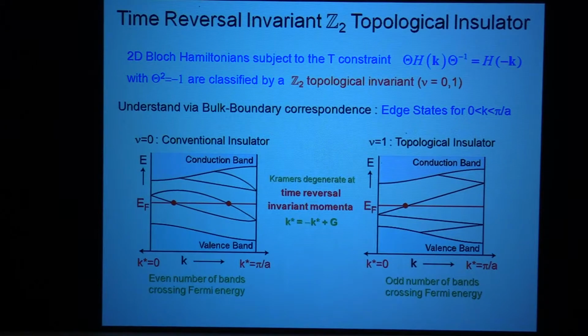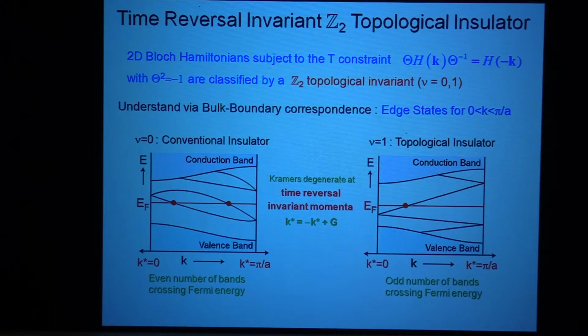Now, if I move away from k equals 0 and I have a spin-orbit interaction, then in general this Kramers degeneracy will be split because, again, this guy's partner is at minus k. Okay, so these states have to be Kramers degenerate. Now, at k equals pi, again, since pi and minus pi are the same momentum, these also have to be Kramers degenerate.